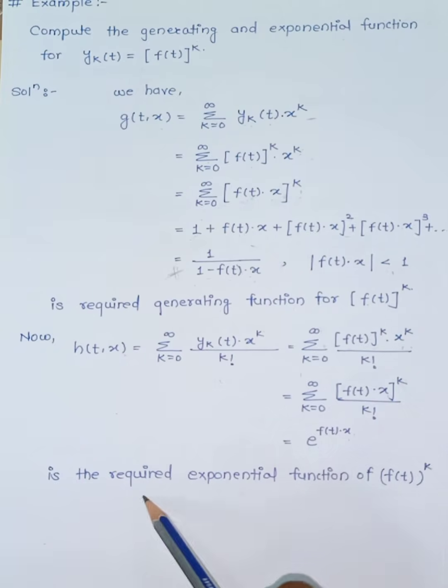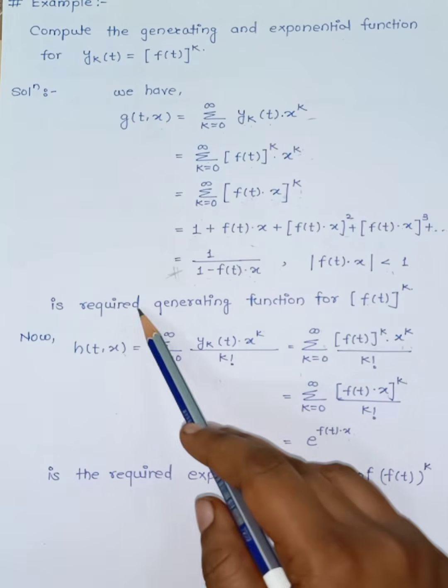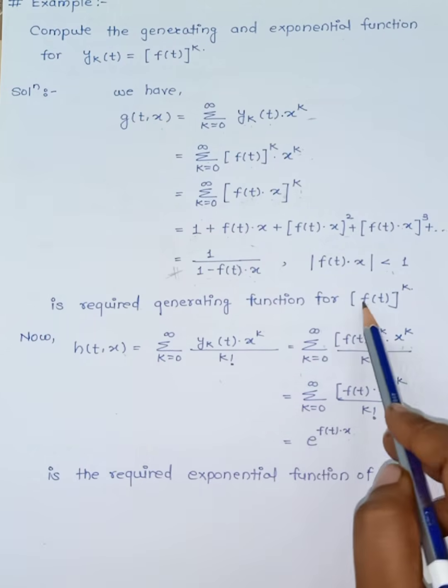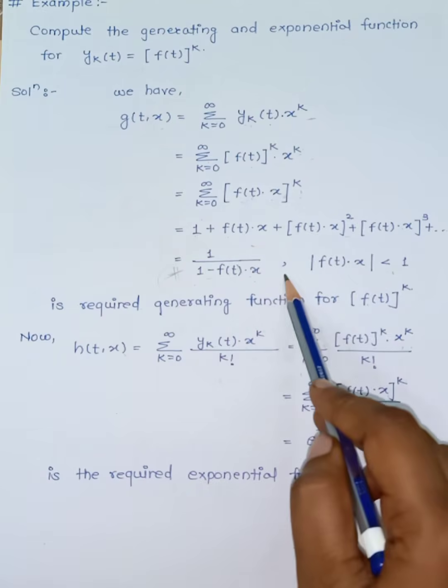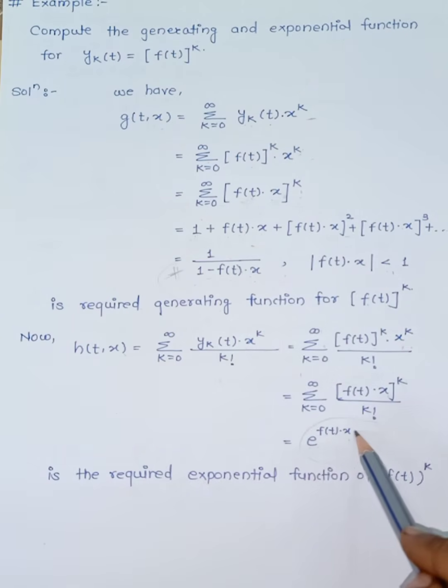So this is the required exponential generating function for f of t to the power k, and this was the required generating function for f of t to the power k. So this is the generating function and this is the exponential generating function. Now we will solve one more example.